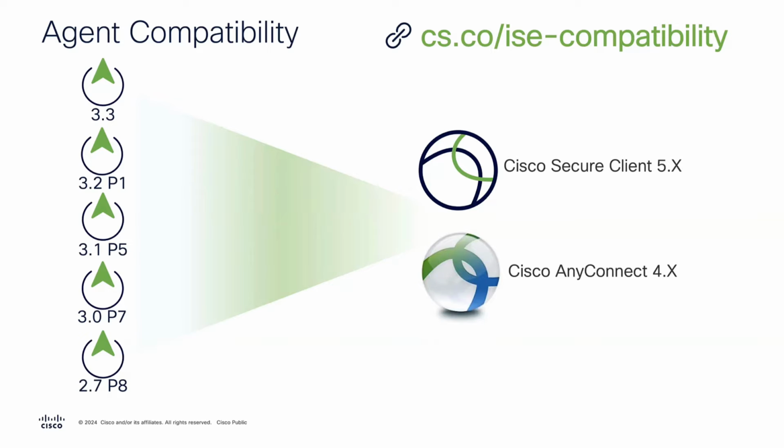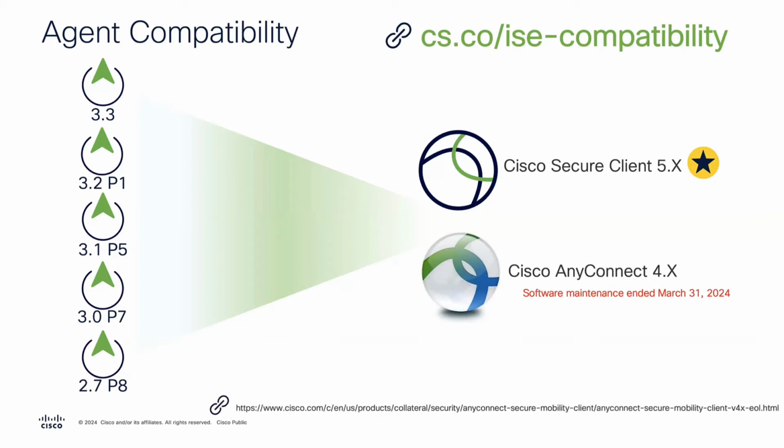Well, do I have to deploy AnyConnect or do I have to deploy Secure Client? Well, Secure Client 5.x is the latest and recommended one, whereas your AnyConnect 4.x was already called end of life, and software maintenance already ended 2 months back, in March. So starting from 3.3, 3.2 P1, 3.1 P5, 3.0 P7, 2.7 P8 onwards, you can make use of a Cisco Secure Client. So whoever is making use of a Cisco AnyConnect 4.x is supposed to update their client to the 5.x, the latest one.